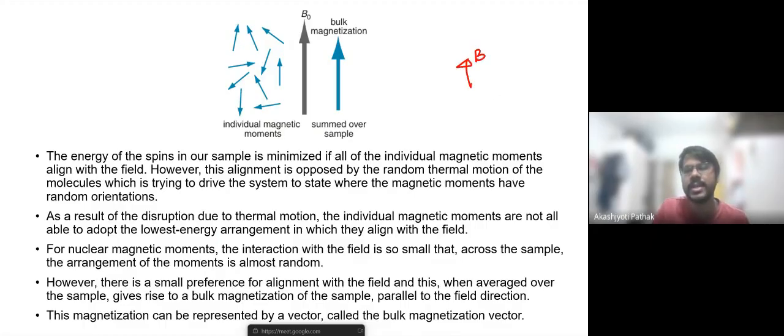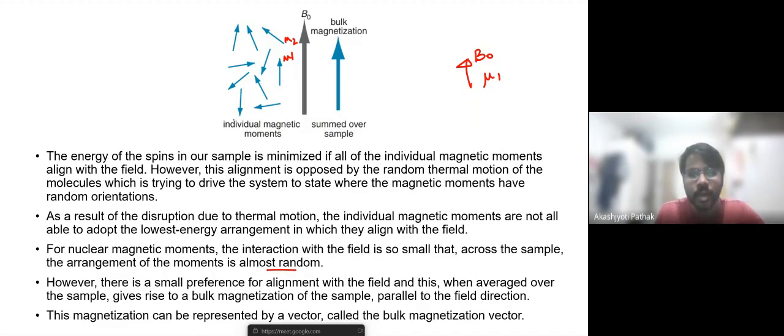So what is the lowest energy arrangement? You would expect the lowest energy arrangement if all the magnetic moments, mu1, mu2, mu3, mu4, all of these, are oriented in the same direction as the external magnetic field, but there are thermal fluctuations. As a result, the magnetic moments are not able to orient in the same direction, or attain the lowest energy state. Okay. So for nuclear magnetic moments, the interaction with the field is so small that across the sample, the arrangement of the moments is almost random.